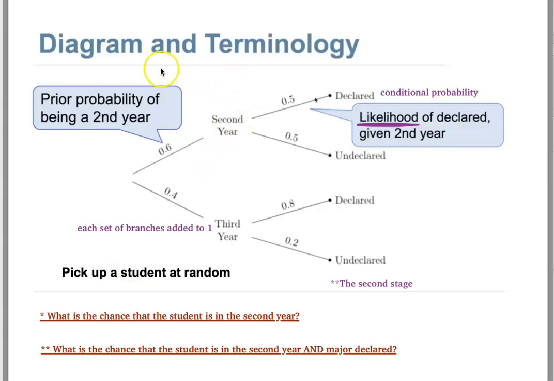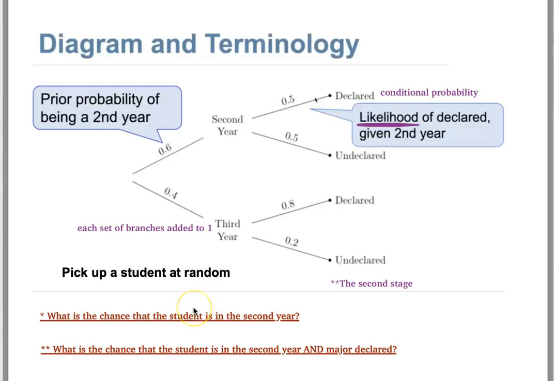Great, actually we only need to focus on this branch, right? Because I only asked whether this student is second year. On the other hand, if not, they are in the third year. So we only focus on this branch. Then you tell me that's 60%. Great, that's correct. That's the probability we talked about before in lecture 37.